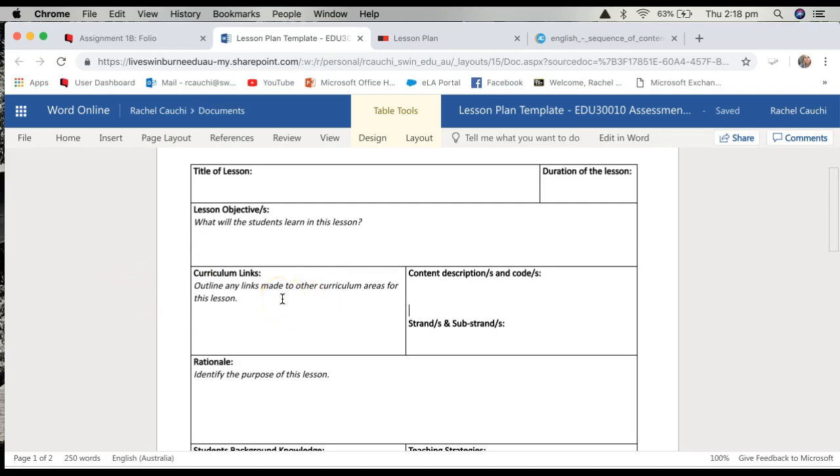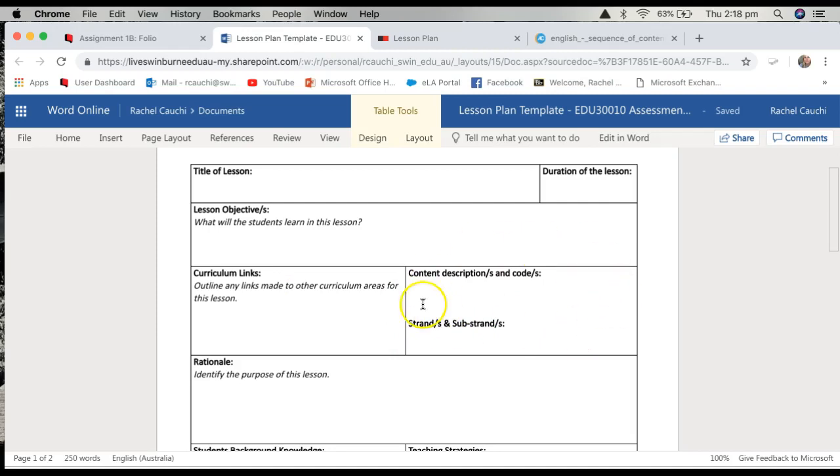They're sort of more the general capabilities, but you also might have things like cross-curriculum priorities, which you'll be used to from Assessment 1A, where it talks about things like perhaps Indigenous connections, or if it has creative and critical thinking connections. So have a look at those cross-curriculum priorities as well.